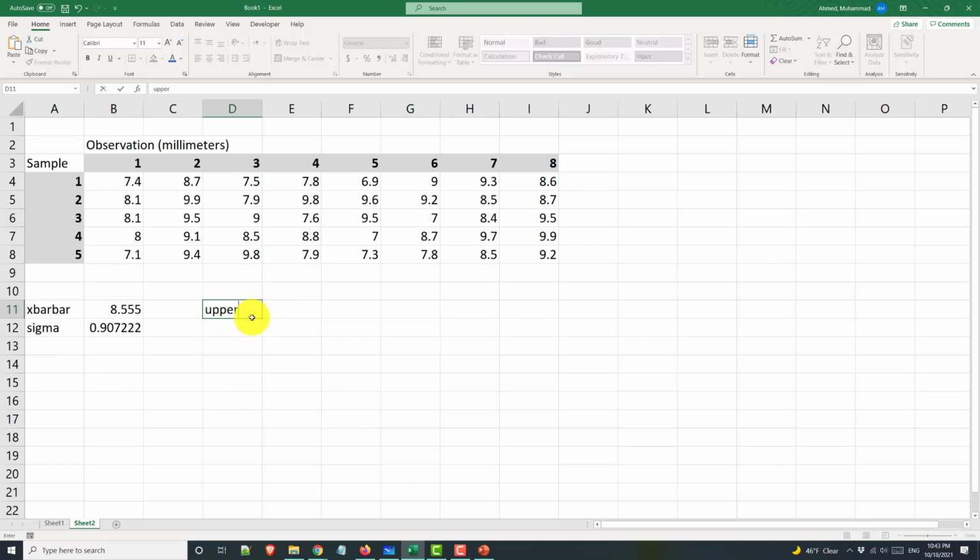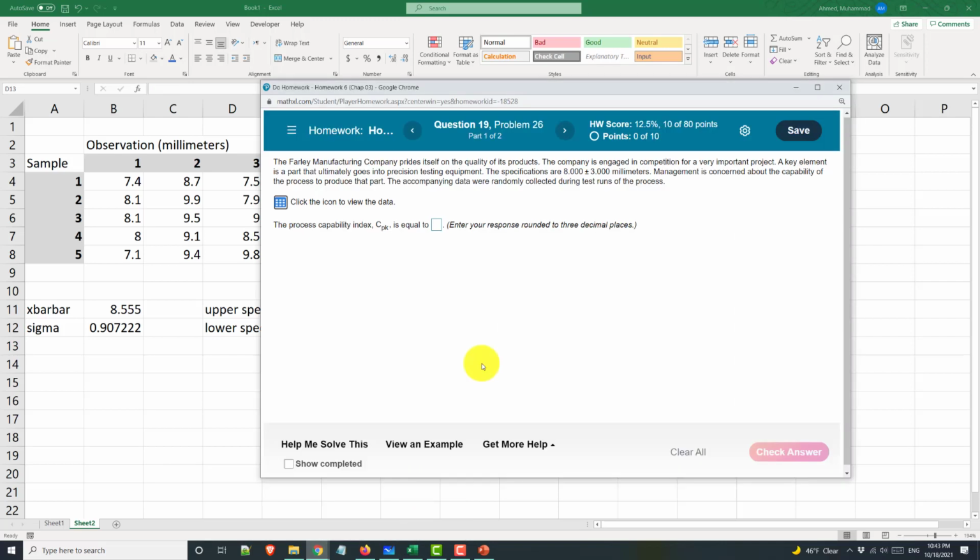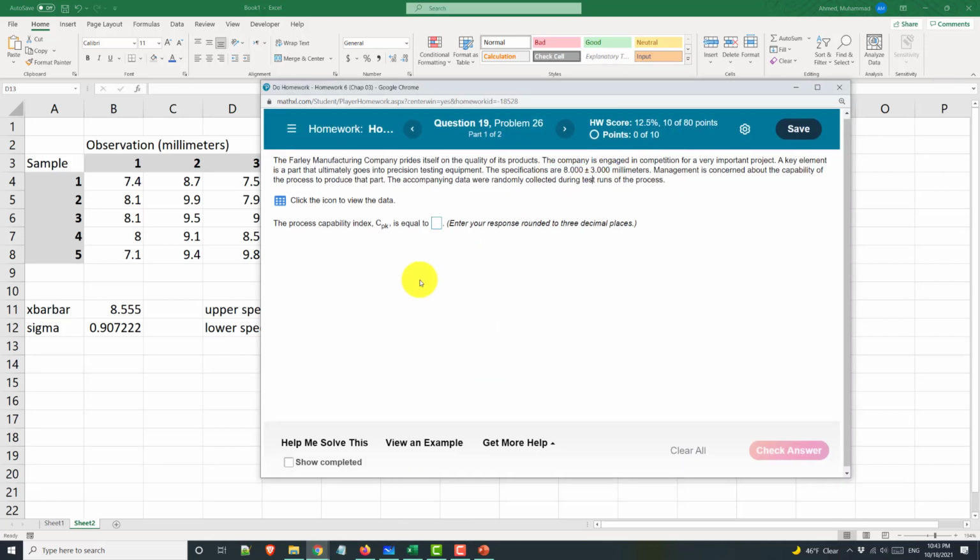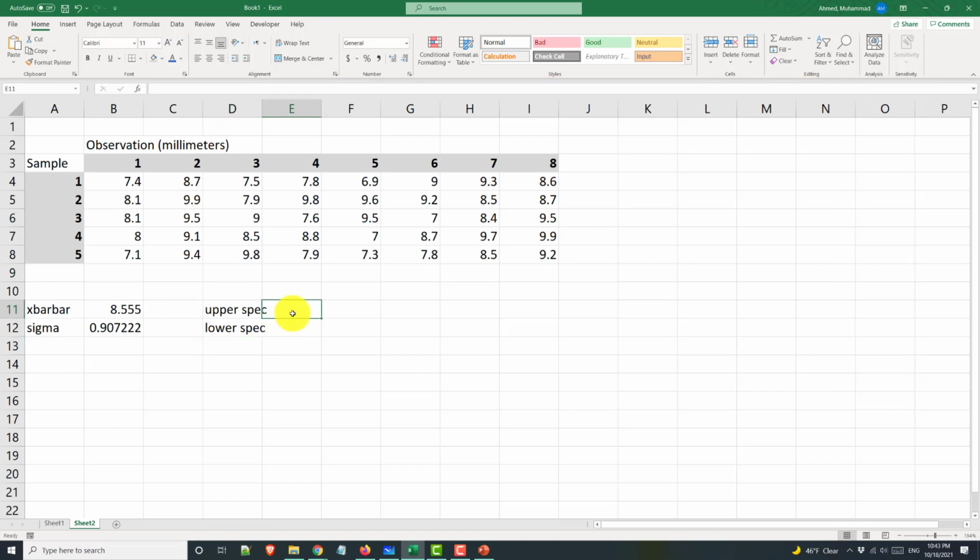Okay. Then we need upper spec and lower spec. These are specs from the customer, how much tolerance we have in making this product. We are 8 plus minus 3 millimeters. So on the upper side, we can be 8 plus 3 or 11 millimeters. On the lower side, we can be 8 minus 3 or 5 millimeters.